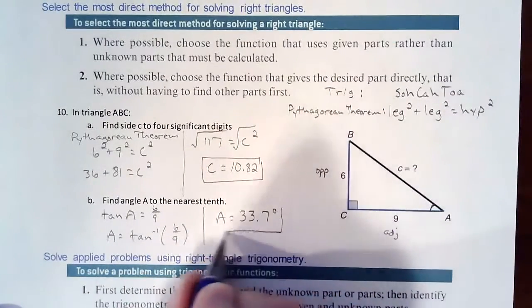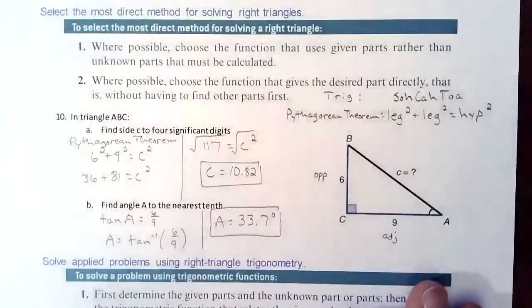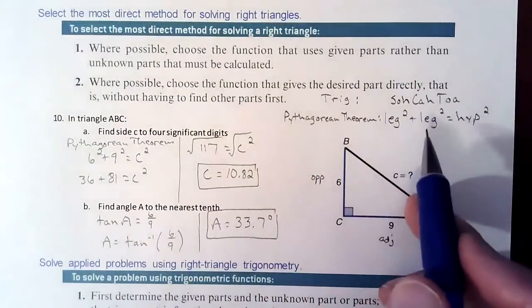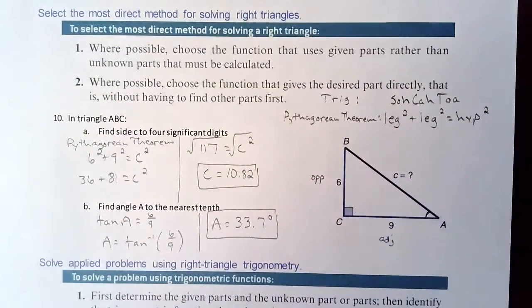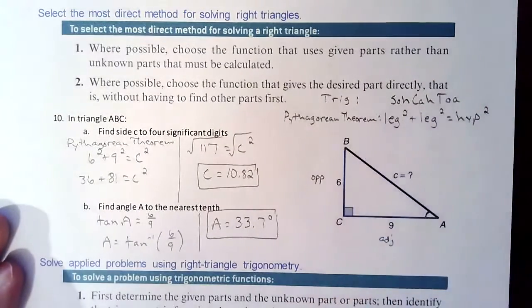33.7 degrees. Okay, so these are definitely the 2 things that you can use with all your triangles. It just depends on what the situation is, whether you use Pythagorean theorem, or whether you're going to use some sort of a trig piece.